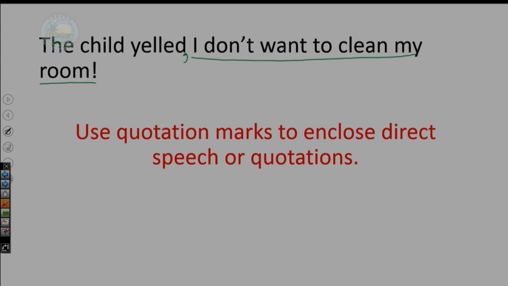Remember, quotation marks are written above the line. So just before the word I, and the last quotation mark comes after the closing punctuation mark, which in this case is an exclamation mark. So I put in the closing quotation mark here. And the sentence reads now, the child yelled, "I don't want to clean my room!" Does this remind you of yourself? I hope not. Let's move on.